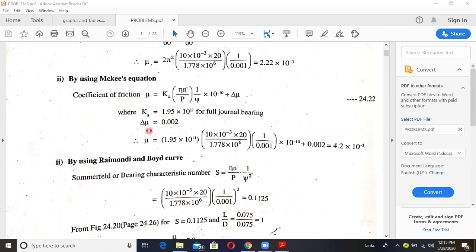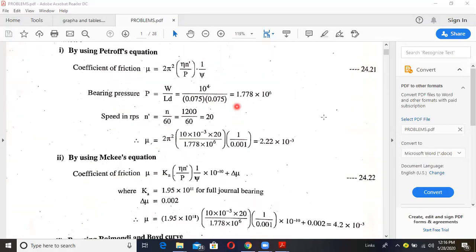Once you got Ka and delta mu, substitute Ka, eta, n dash, P, xi and delta mu. Since all the terms we know, substitute all the values and calculate mu. Then we will finally get mu equal to 4.2 into 10 to the power of minus 3. So this is the coefficient of friction based upon Mackey's equation. So the second unknown is over.